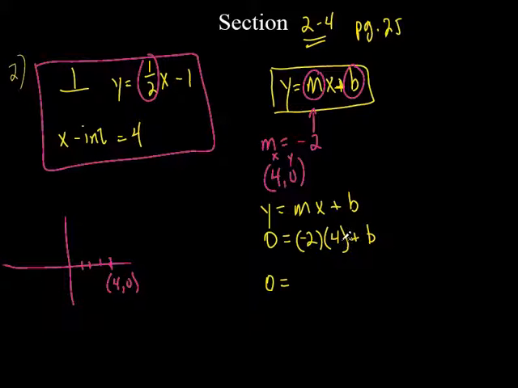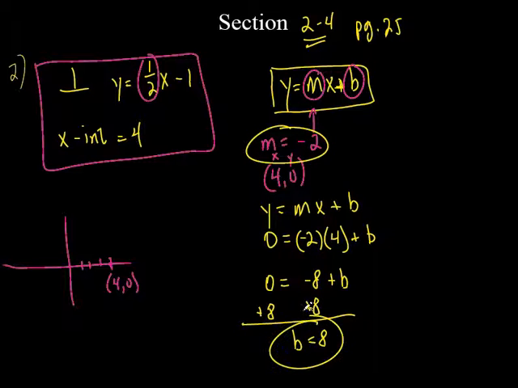So let's do this. 0 equals negative 2 times 4, which is negative 8, plus b. Get b by itself. I add an 8 to both sides, and b is equal to 8. I'm almost done, aren't I? I've got my slope, and I've got my y-intercept. Now I just have to put those together into the slope-intercept form.